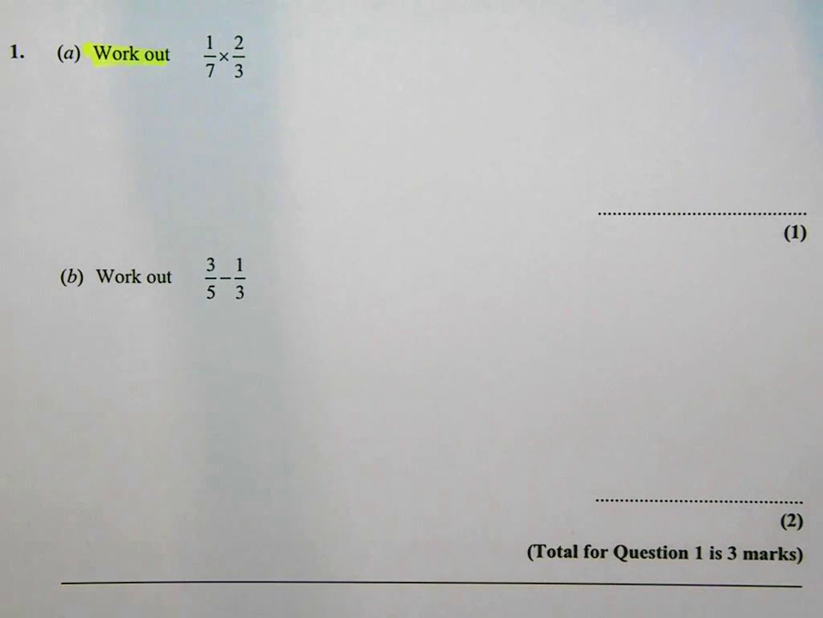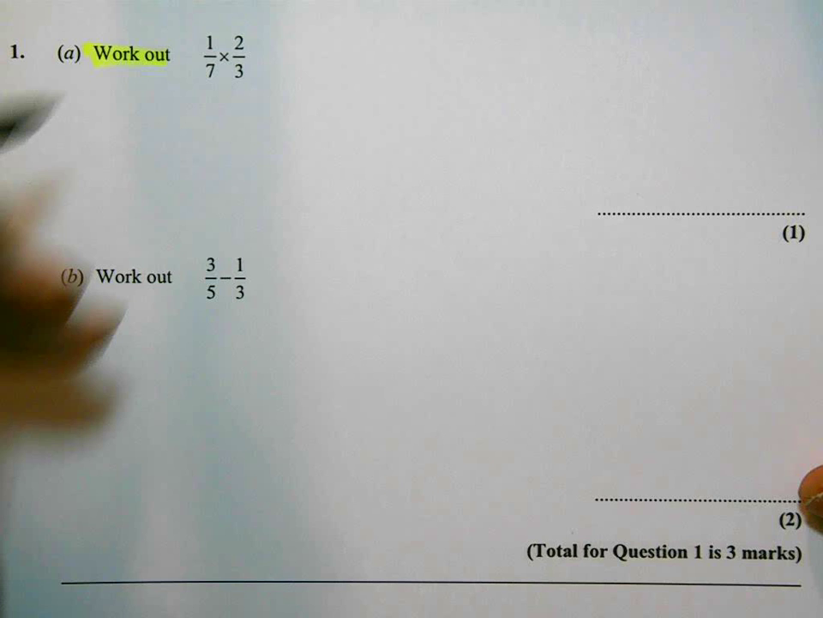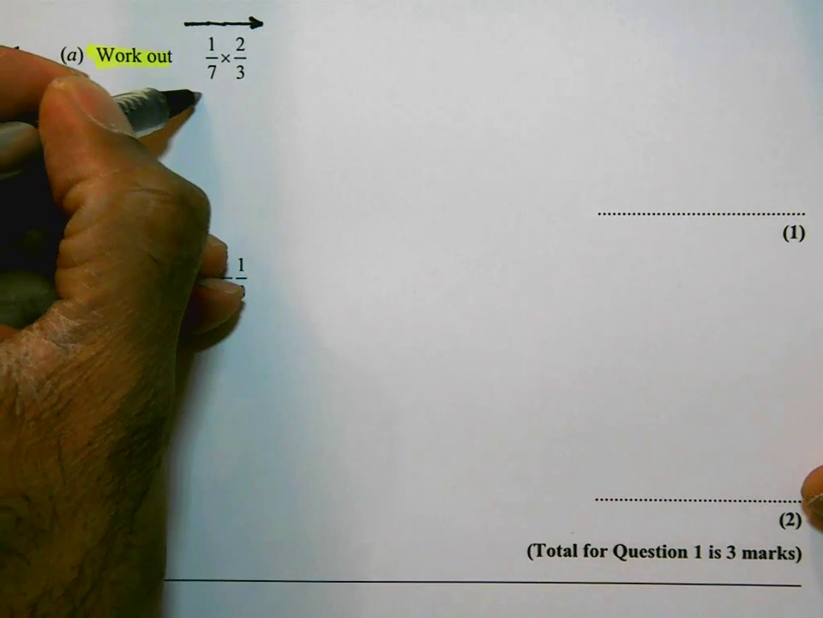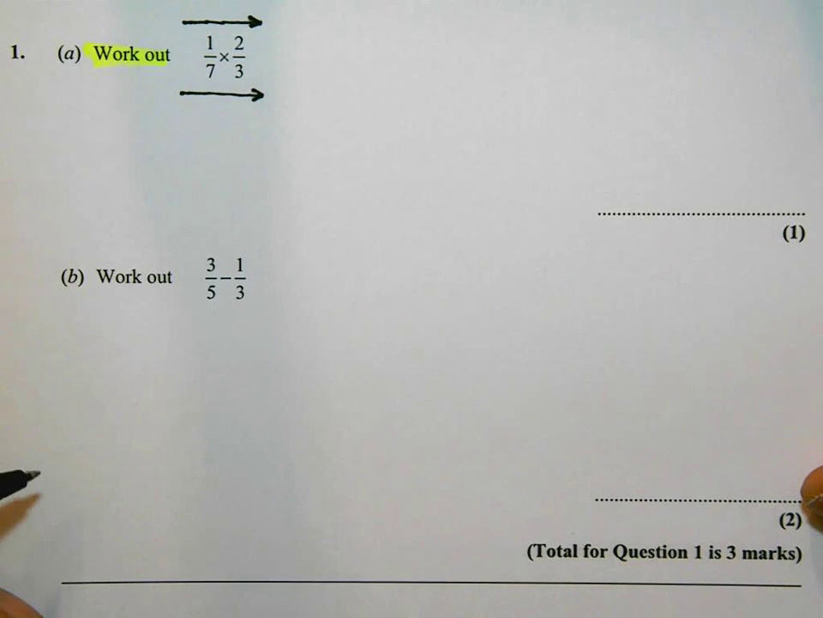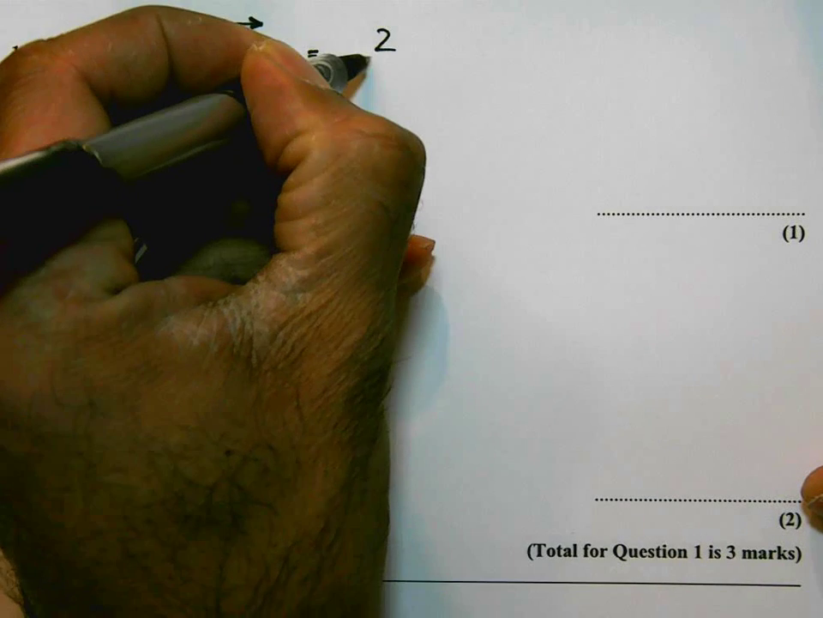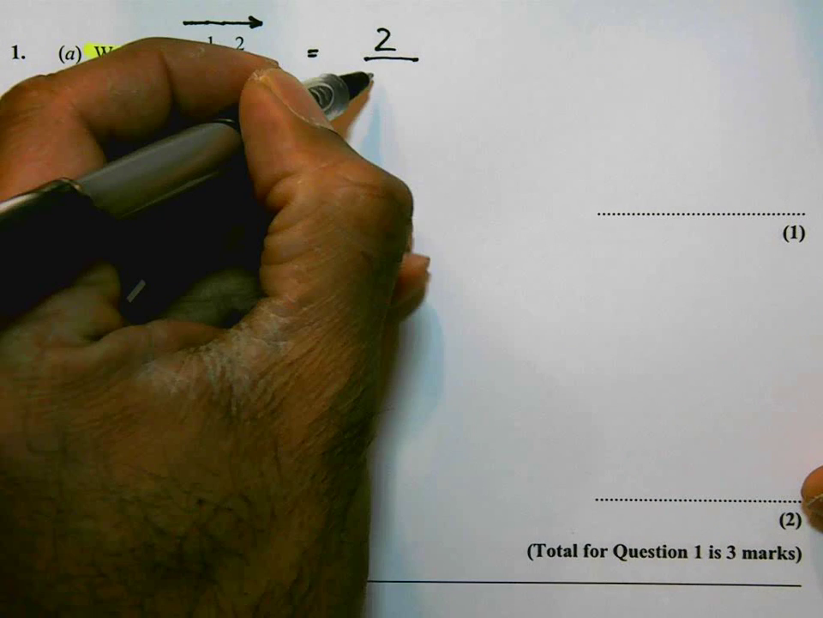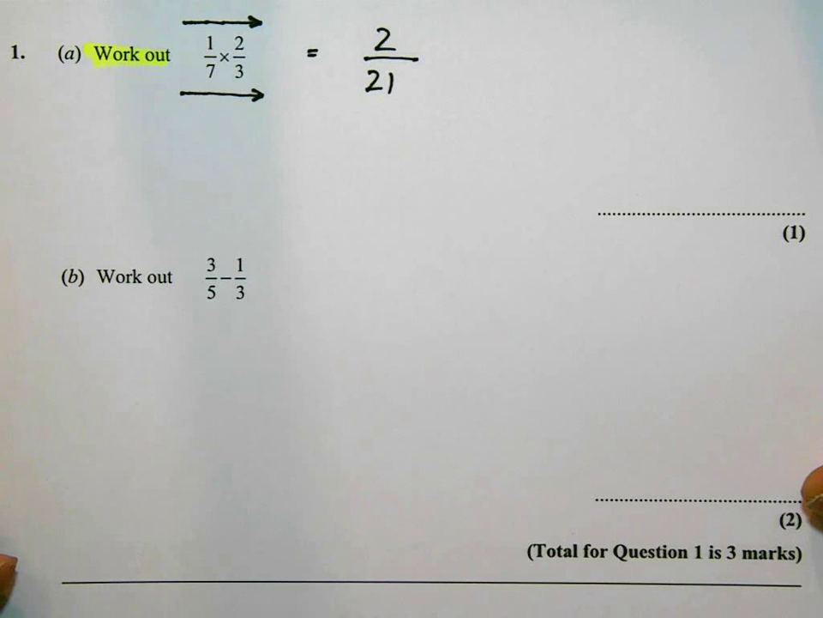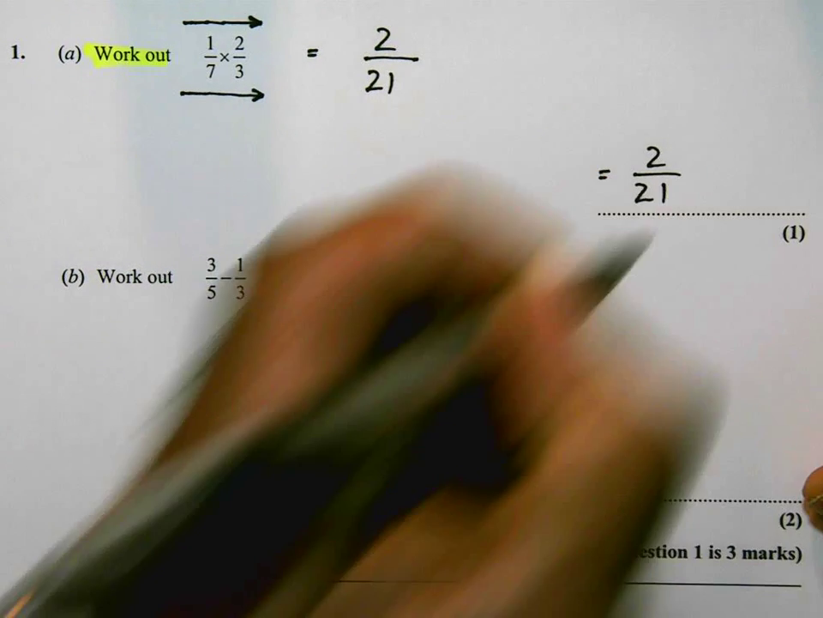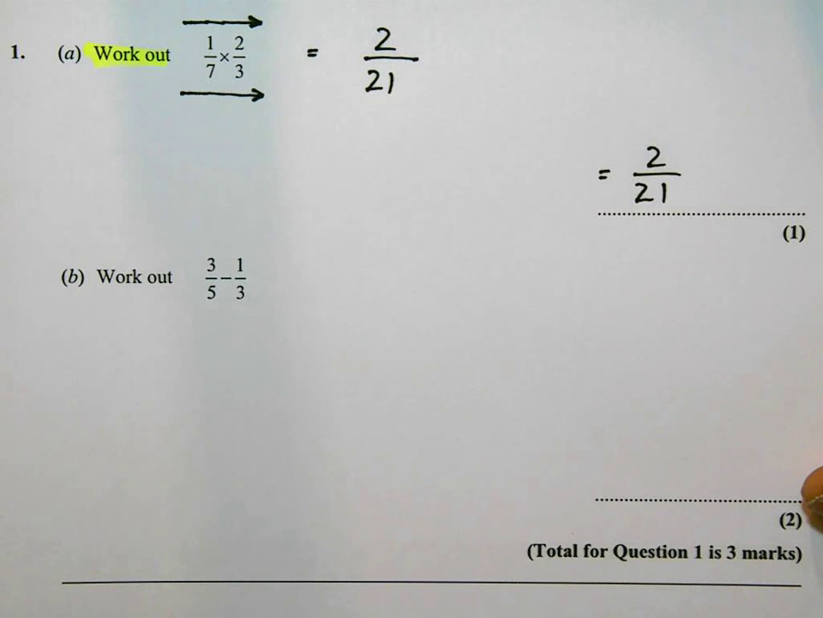When you're multiplying fractions, you times the numerators together, and you times the denominators together. So as I work through this, I'm going to do 1 times 2, which is 2, over 7 times 3, which is 21. Looking at that fraction, I can't simplify it to make it in a simpler form, so I'm going to leave it as 2 over 21. And that's my answer to part A. That's a pretty straightforward question, and you need to make sure you're familiar with that.